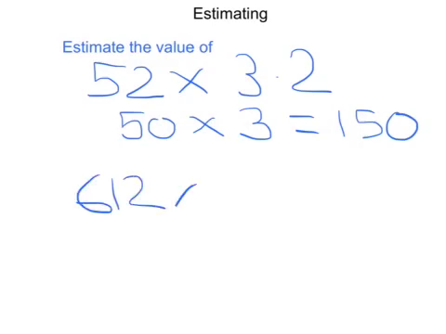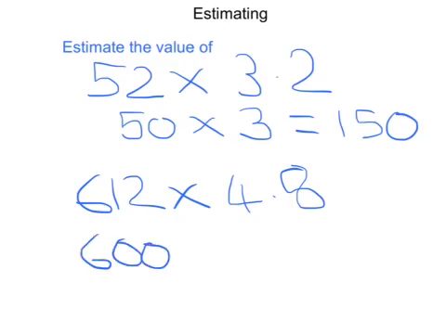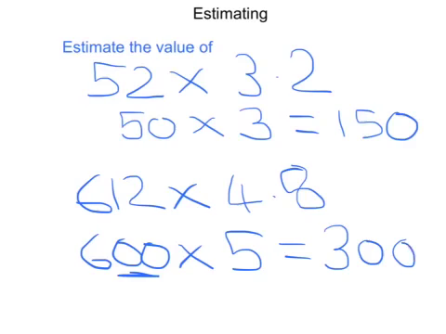Estimate the value of 612 times 4.8. Not really a nice multiplication to do. So let's find what numbers are nice that are close to it. Well, for 612, 600 is much nicer. Multiply that by 4.8, not a nice number, but it's really close to 5. So 600 times 5. 6 times 5 is 30. Don't forget the 2 zeros. Add the 2 zeros on from the 100. 3,000. So this will be approximately, roughly, 3,000.